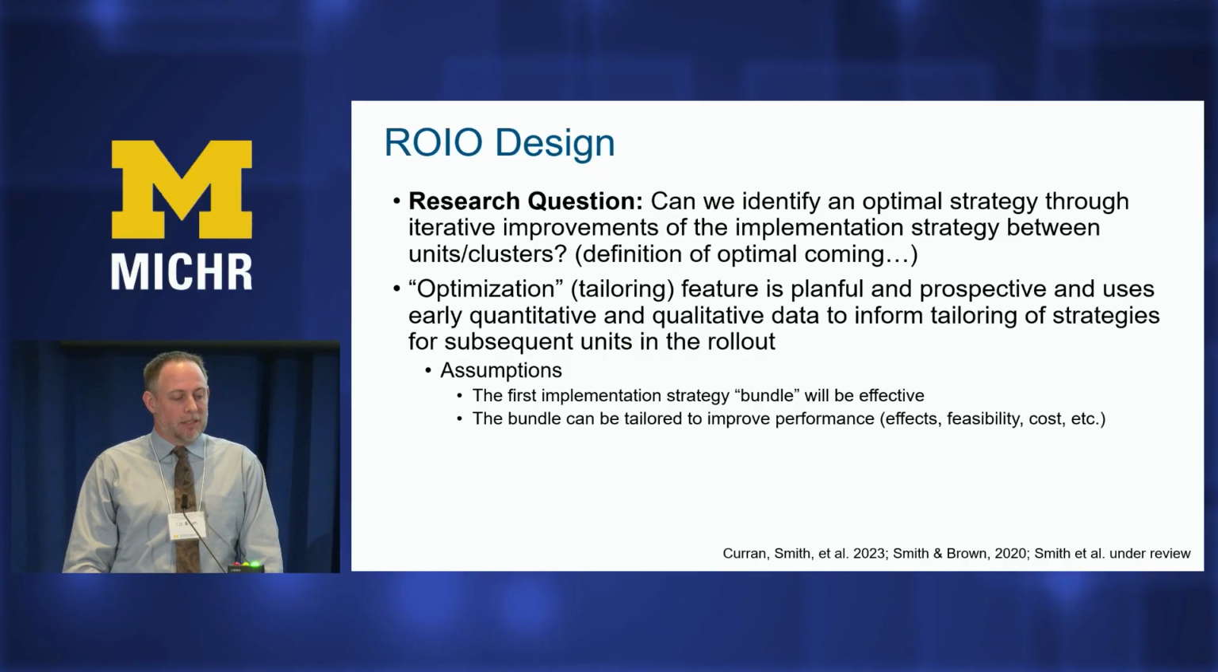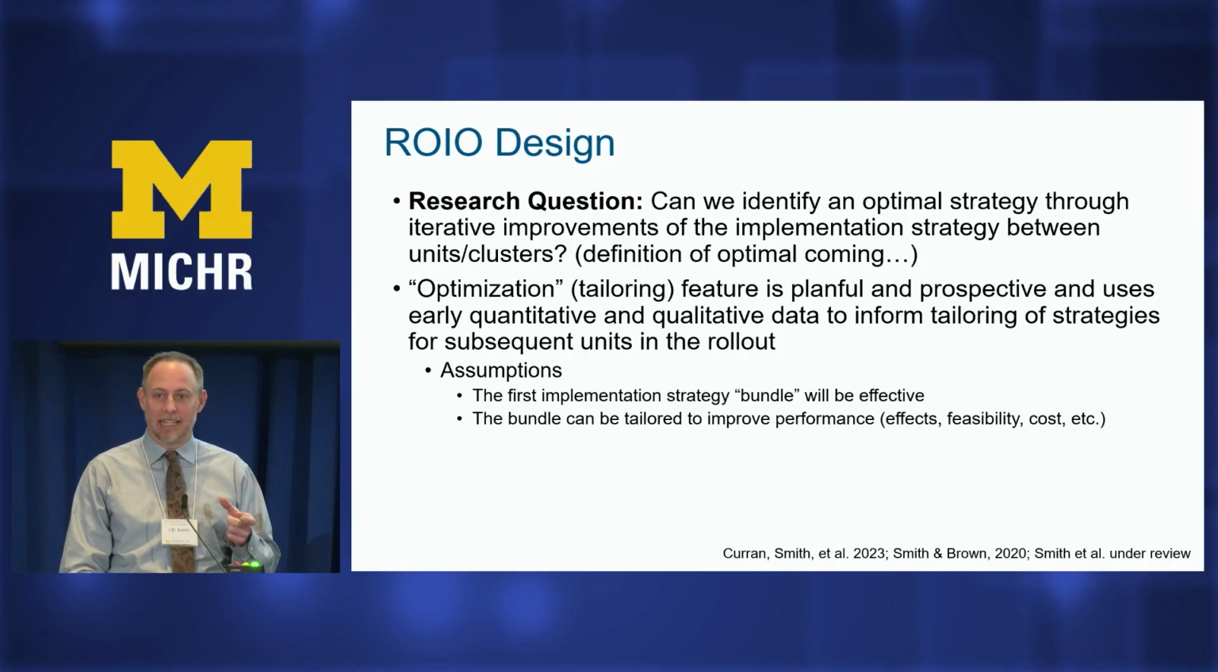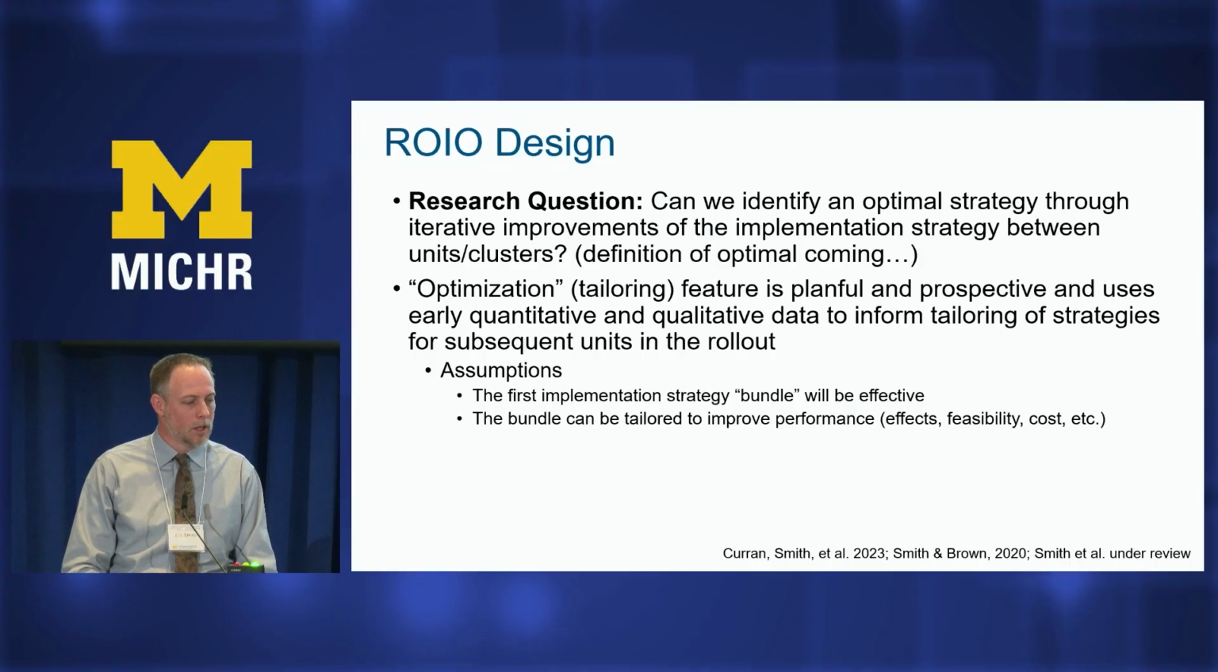The bundle can then be tailored to improve performance. So you have to have a bundle that is tailorable. You could think about the opposite side of this as a very simple single component strategy that doesn't have a lot of ways to adapt. Not a good thing for a ROYO, okay? Because you just don't have a lot of options, not a lot of tools and things to play with.